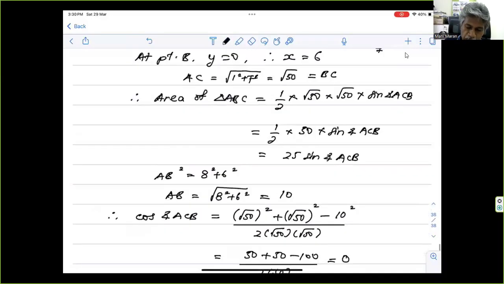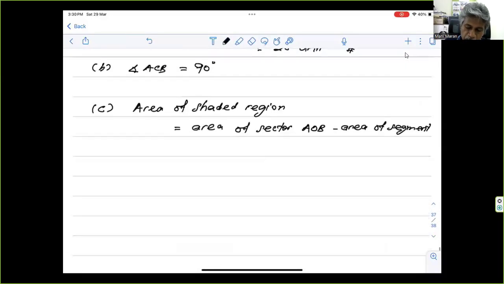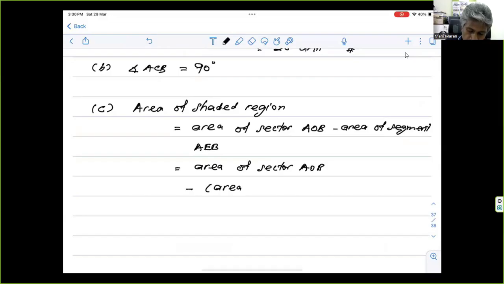Area of segment AEB, which is given by area of sector AOB minus area of sector AEB minus area of triangle ACB, or ABC.